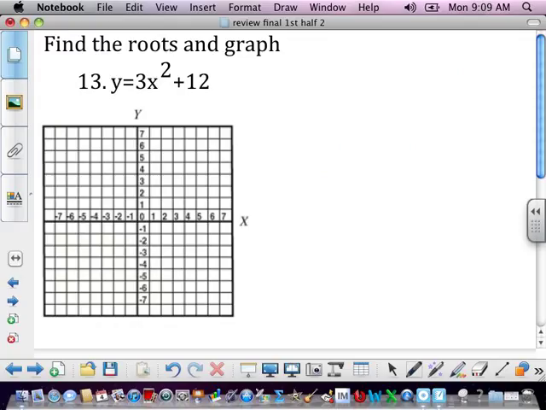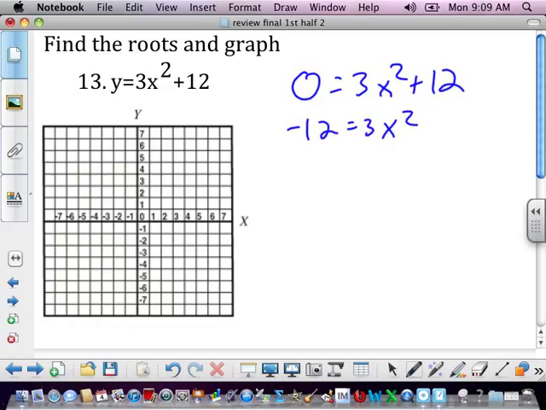Okay, we're going to have to find the roots and graph it. When we find the roots, it means instead of y, we're going to put a what there? 0. So we get 0 equals 3x squared plus 12. I'm going to just subtract 12 from both sides. Then I'm going to do what? Divide by 3. Negative 4 equals x squared. Then what would I do? Square root, and it's no real roots.